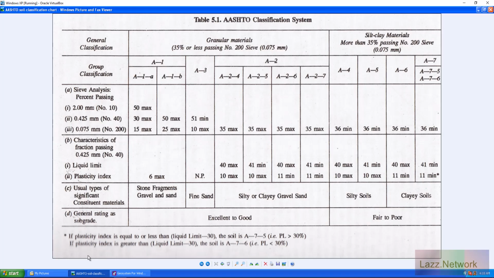Okay, yeah. So your plastic index is greater than your liquid limit. But then why is it indicating your plastic limit? Because that's your PI. So your PI is greater than your LL, then the soil is A76. But if your PI is equal to or less than your LL, the soil is A75.